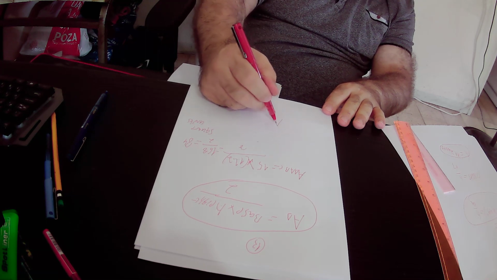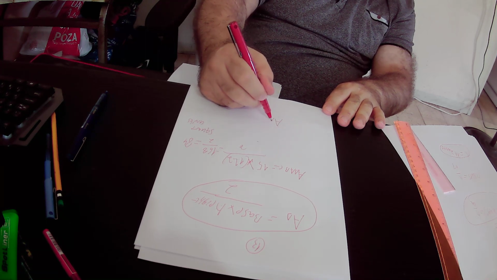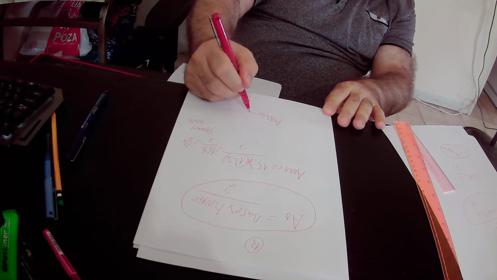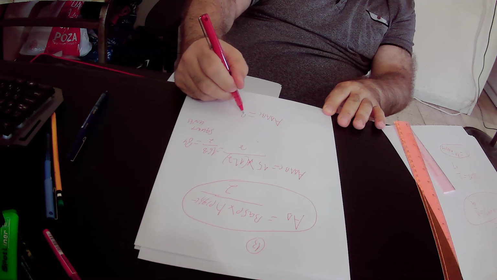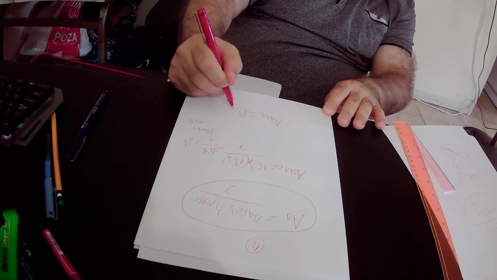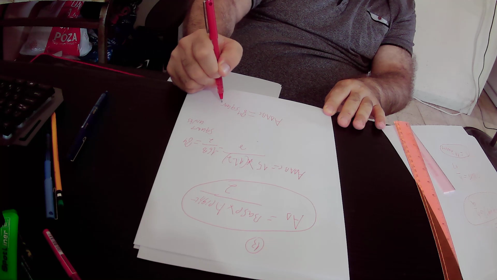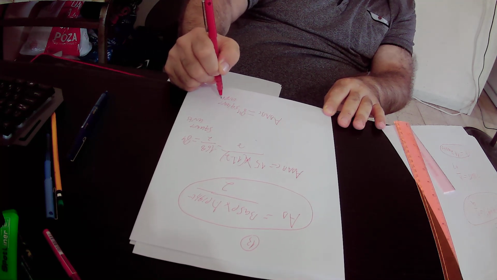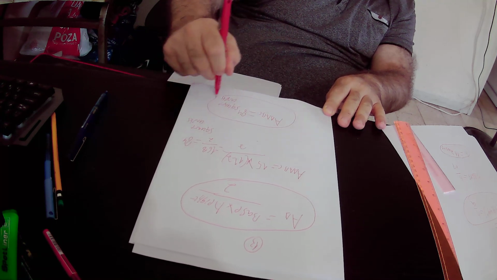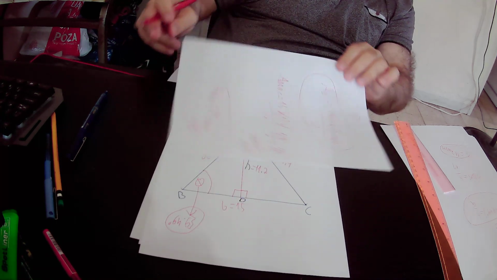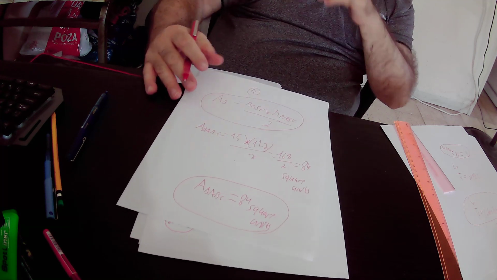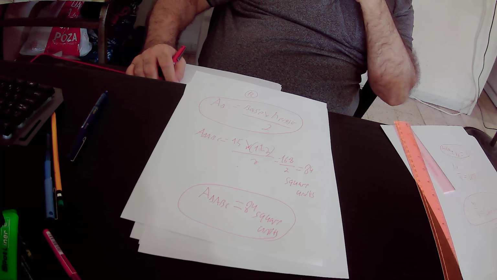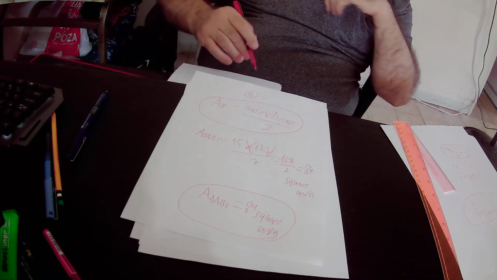Okay, so the area of triangle ABC, according to the second method, equals 84 square units. Again, the area of triangle ABC according to the second method equals 84 square units.